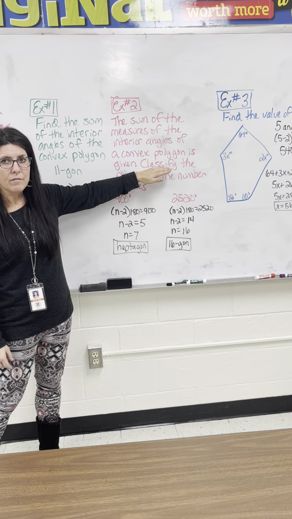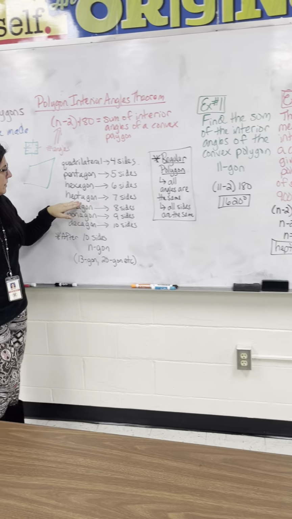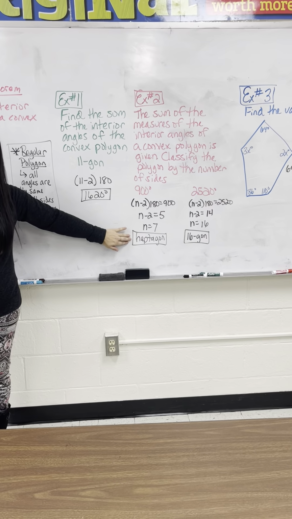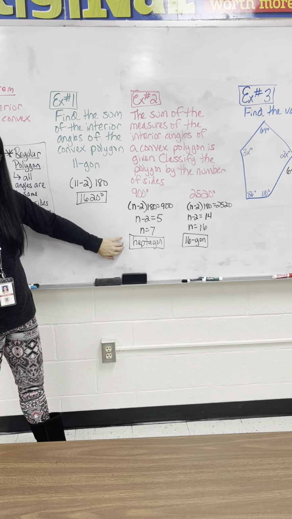It says classify. Classify means name it. So going back over here, my 7-sided figure is a heptagon. This is the answer that I'm looking for. So I want to see this work to show that it's 7-sided, and I need to name it.